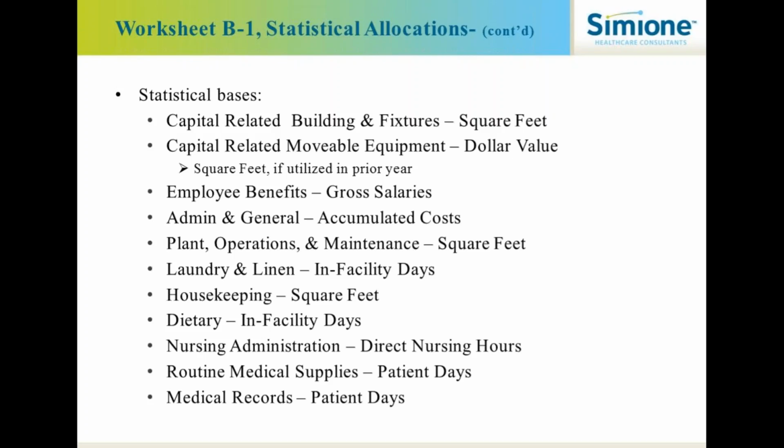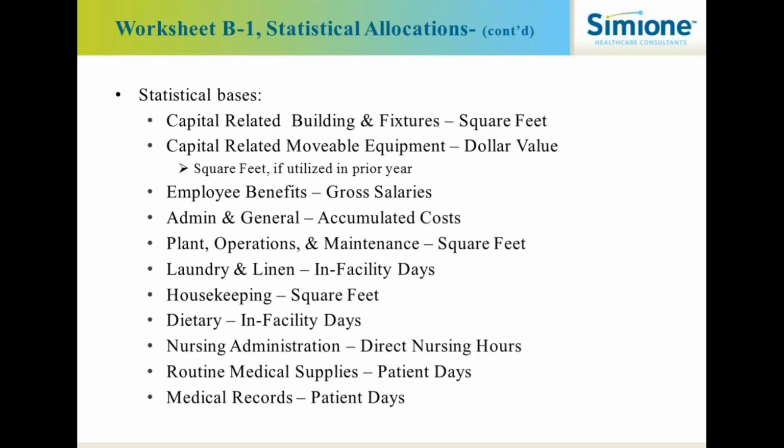Employee benefits is spread on gross salaries. Administrative and general costs are based on accumulated costs. Plant operation and maintenance is based on square feet. Laundry linen is based on in-facility days. Housekeeping is square footage. Dietary is in-facility days. Nursing administration is direct nursing hours. Routine medical supplies is patient days. Medical records is patient days.